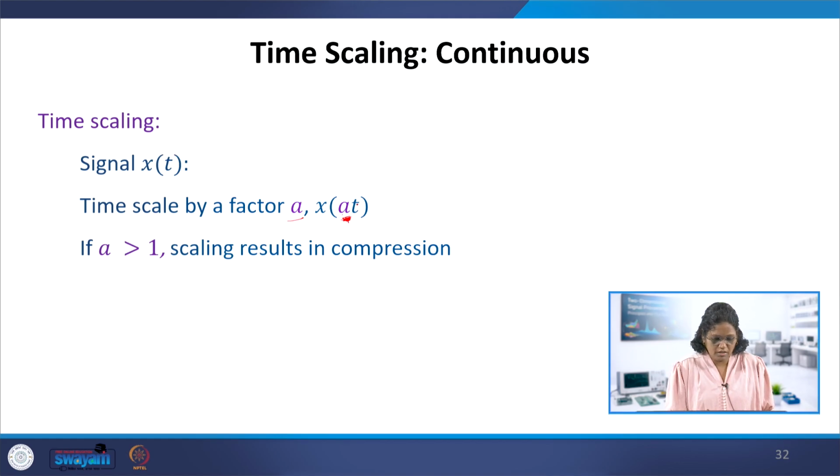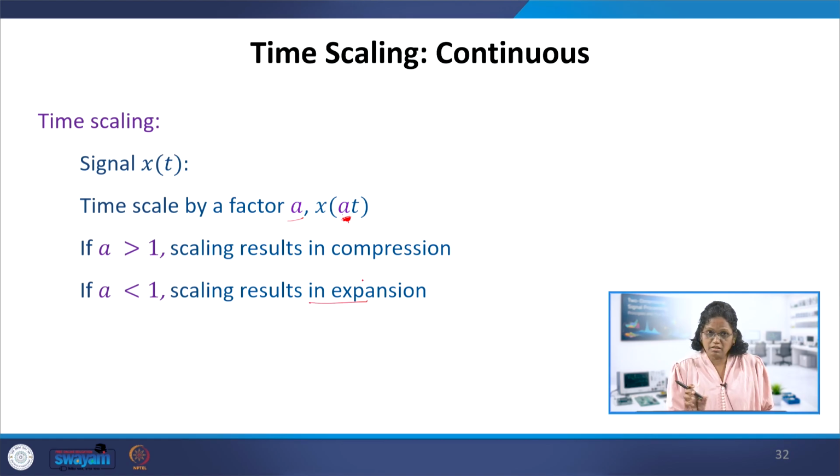Suppose x of t is made x of 2t, it is compressed, the time scale is compressed. If a is less than 1, that means x of t is made x of t by 2, then it is making the time base expansion. So this scaling depends on the value which you use for scaling. It can be greater than 1 or less than 1. If it is greater than 1, it would result in compression, otherwise it would result in expansion.